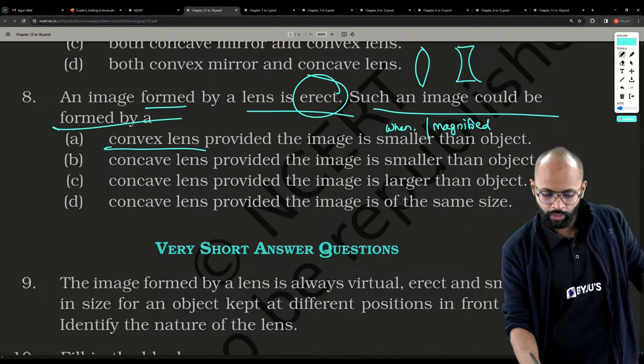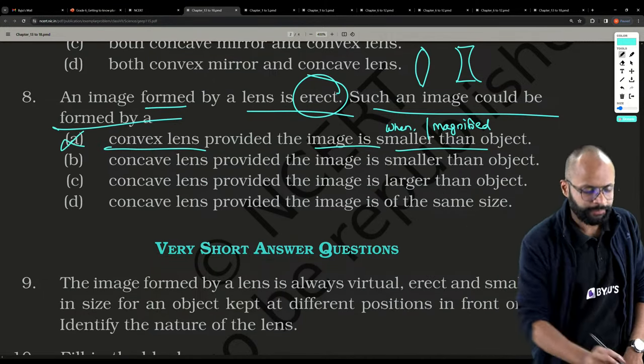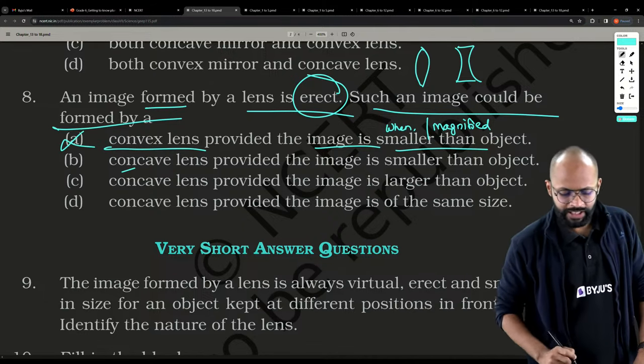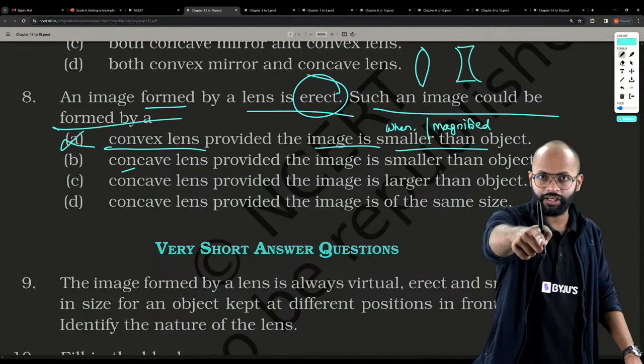Now look carefully, what is it saying here? Image is smaller than object. So it became wrong, right? Option A is wrong. Second, concave lens provided the image is smaller than the object.